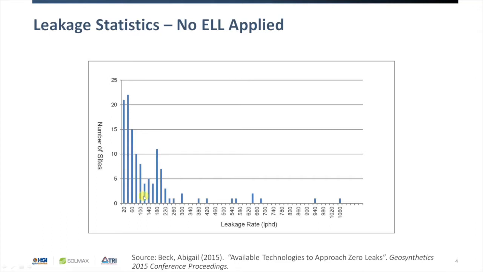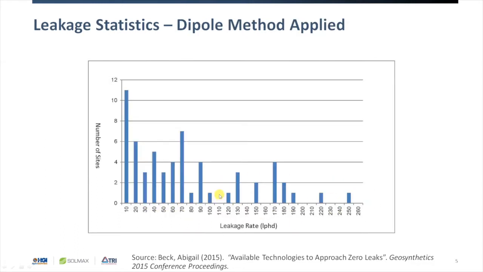In fact, these are leakage statistics from sites where no ELL was applied or no known ELL was applied. So you can see that if the target is 189, which it is for these sites, you have a handful of sites that are exceeding that and have problems. This chart is a histogram of leakage from sites that had the dipole method applied. So that's after the cover material placement. You can see this x-axis is a lot different. The target, again, is 189. You only have 2 sites that are exceeding that leakage rate.